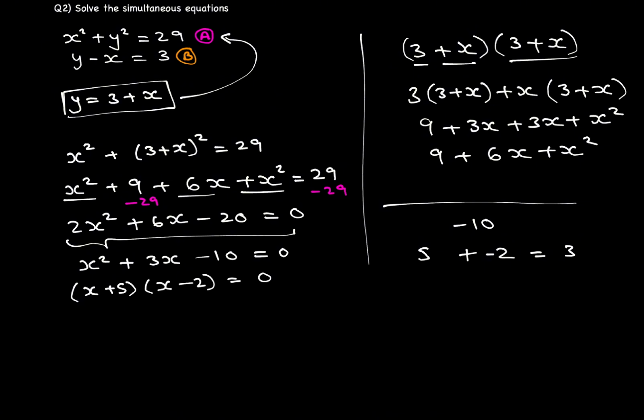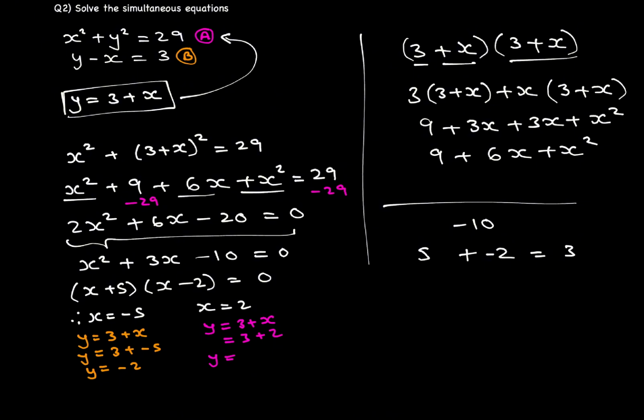So either x + 5 is equal to 0, therefore x is equal to negative 5, or x - 2 is equal to 0, therefore x is equal to positive 2. Now all you need to do is substitute back into the linear equation. In this case, it's going to be y is equal to 3 + x, therefore y is going to equal 3 + (-5). y must be equal to negative 2. Or when x is equal to 2, y is equal to 3 + 2, then y must be equal to positive 5.